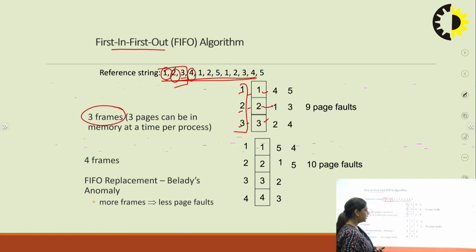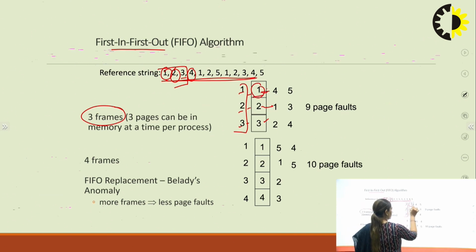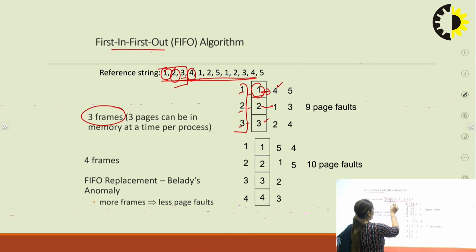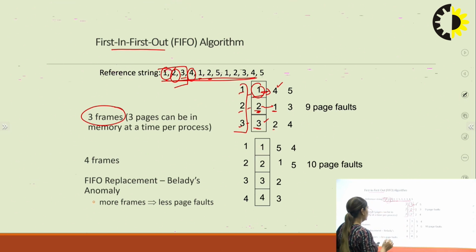Now comes 4. 4 wants to go into the physical memory, but there is no page frame free. We have to replace one of them. So 1 has arrived first, so it will be replaced. So in place of 1, we will put 4, right? Then comes 1 again. Now the oldest one is the second, we will replace it and put 1 in that. Then comes 2, we will replace 3 with 2 because 3 is oldest now. Till here we have traversed now, right?